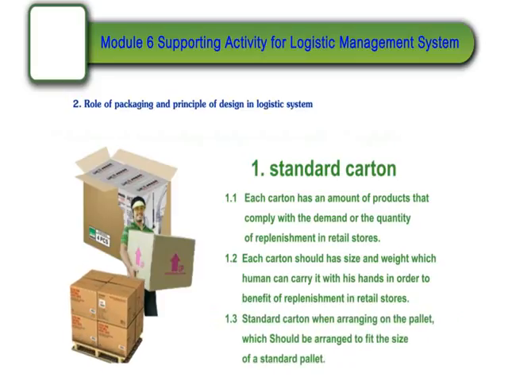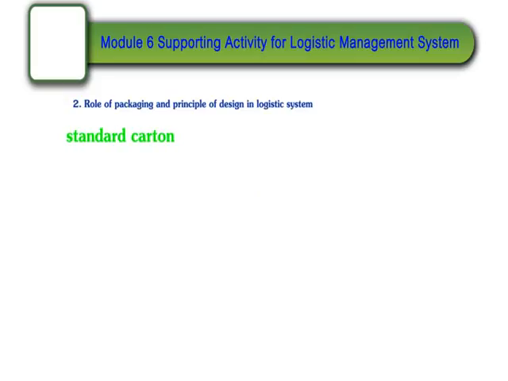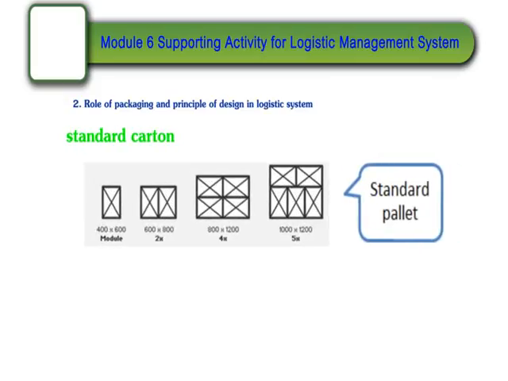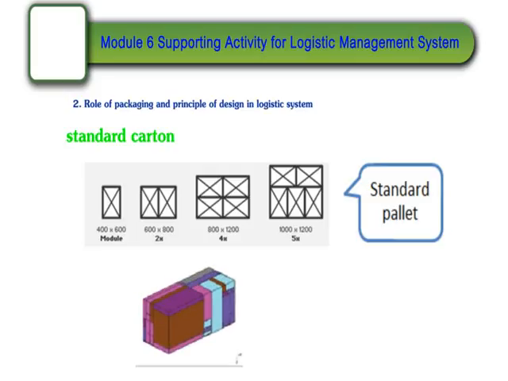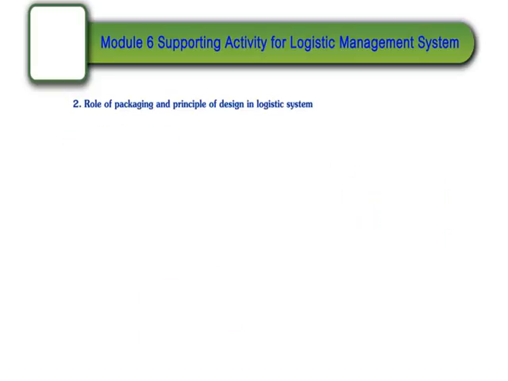Standard cartons, when arranged on the pallet, should be arranged to fit the size of a standard pallet. This is an example of how the standard cartons are arranged on the standard size 1,000 by 1,200 millimeter pallet. The figure shows that if the standard cartons are employed, they can be loaded on a pallet with a full fit.